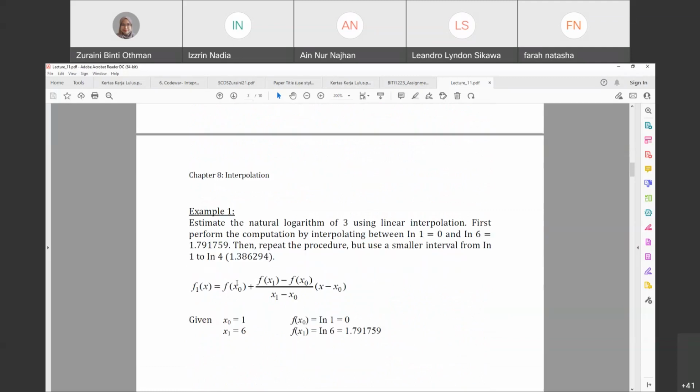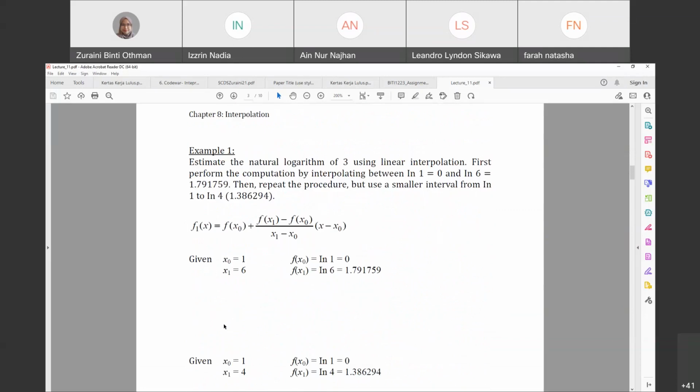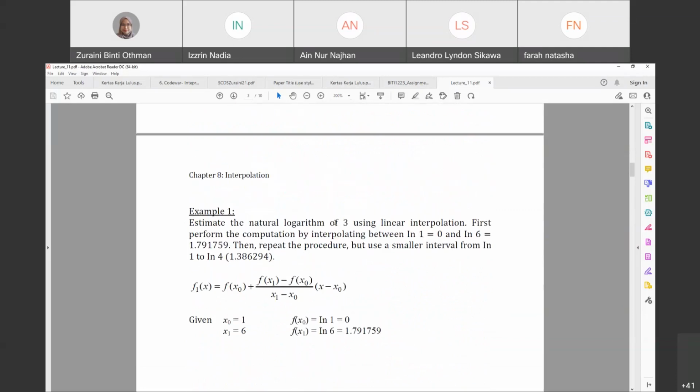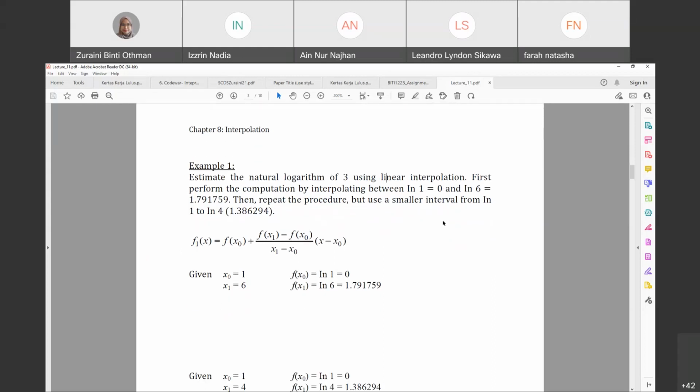Contohnya kita tengok example. Okey, contoh dekat sini kita anggapkan kita nak cari estimate the natural logarithm of 3 using linear interpolation. First, perform the computation by interpolating between ln 1 and ln 6. Kita ada dua maklumat je. Ln 1 is equal to 0 and ln 6 is equal to 1.79. This is the value for ln 6. Then repeat the procedure but use a smaller interval from ln 1 to ln 4. Yang kat sini kita nak cari untuk linear interpolation.